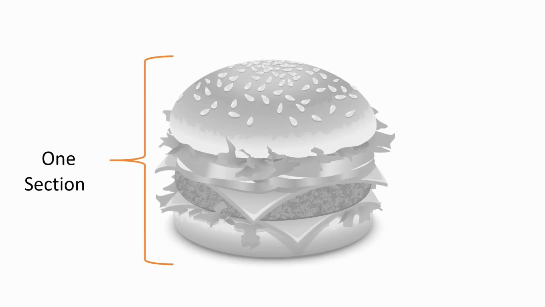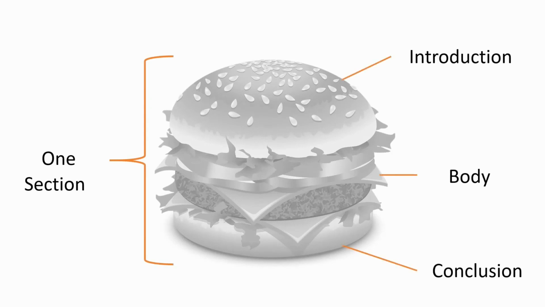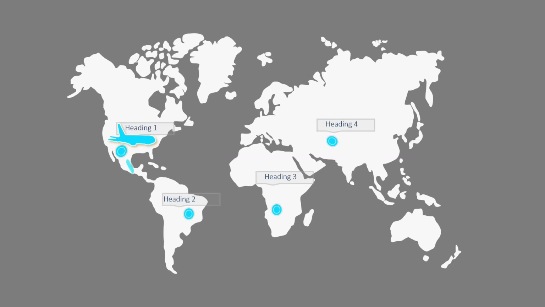In each section, we have an introduction, a body, and a conclusion. Let's start with the introduction. This is where you meet your reader. This is where you are introducing your body of work. Think of it as taking your reader on a trip, and before they commit to this trip, you introduce all the places they will visit. This way they will know what to expect and in which order to expect it.